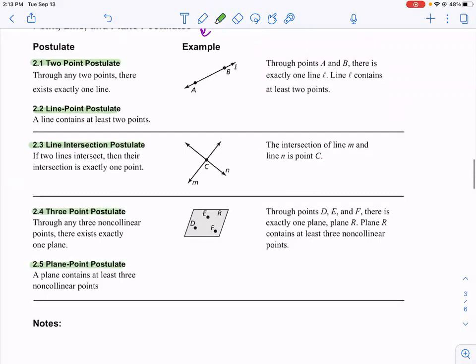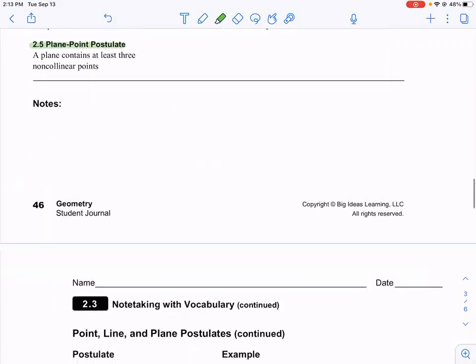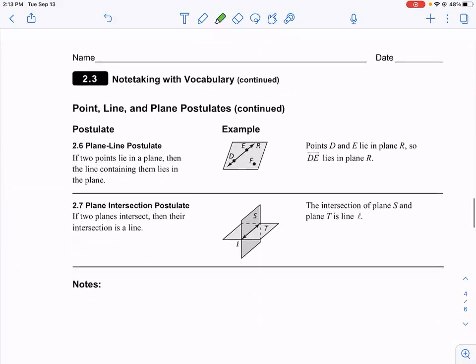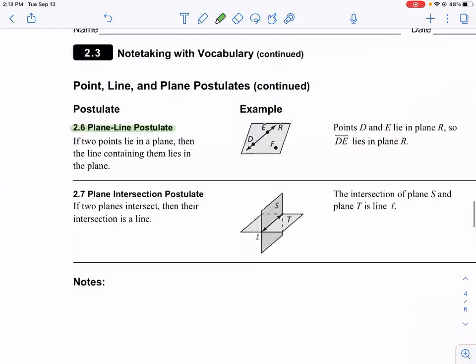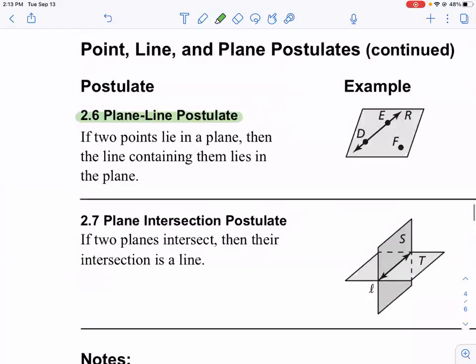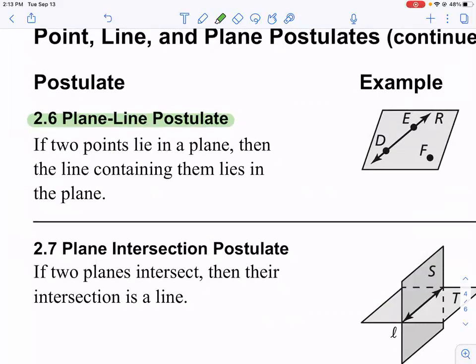Okay. And then planes and lines. If 2 points lie in a plane, then the line through those 2 points is in the plane. Makes sense, right? Wait, what is it again? I was distracted. If we have 2 points in a plane, then the line that goes through those 2 points is also in the plane. Okay. And then 2 planes intersect in a line. 2 planes will intersect in a line.